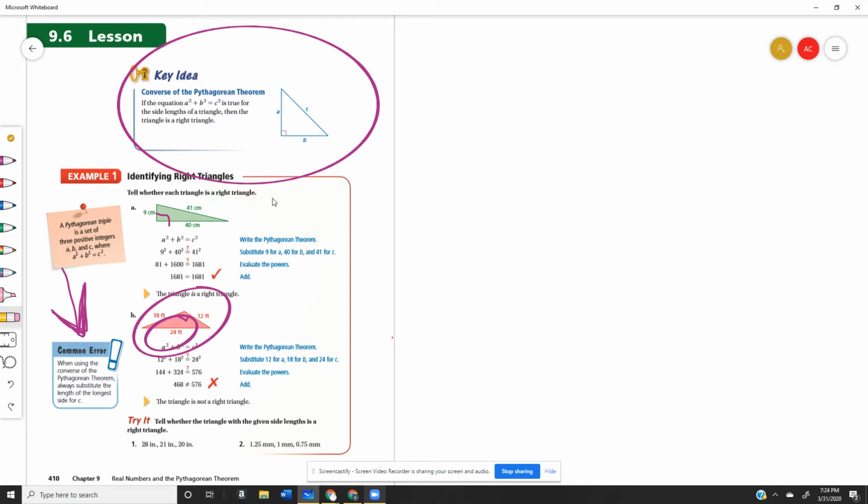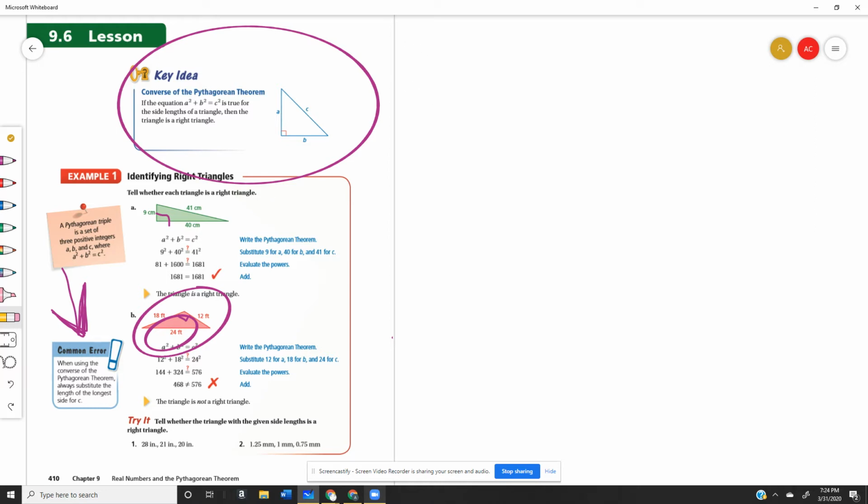Okay, I want you to pause and I want you to do try it 1 and try it 2. And here's what I'm talking about. They didn't give you a picture, so you need to be able to use that longest side, knowing that longest side is going to be your hypotenuse, so the longest side is C. Go ahead and pause and solve 1 and 2, and when you come back, I will have your answers.